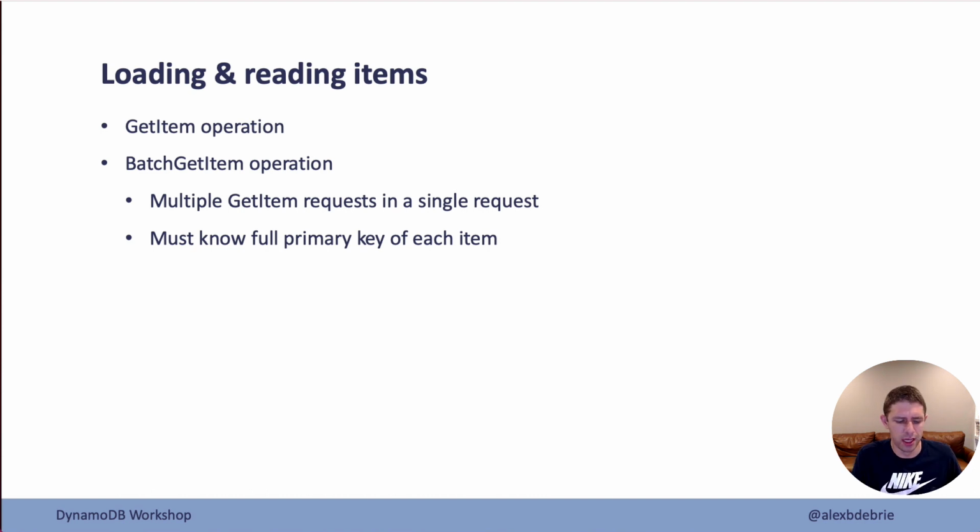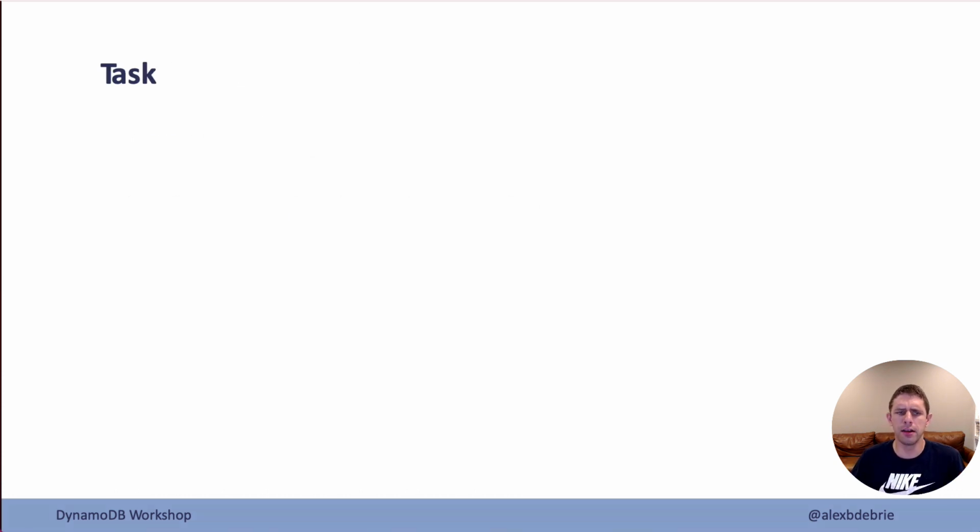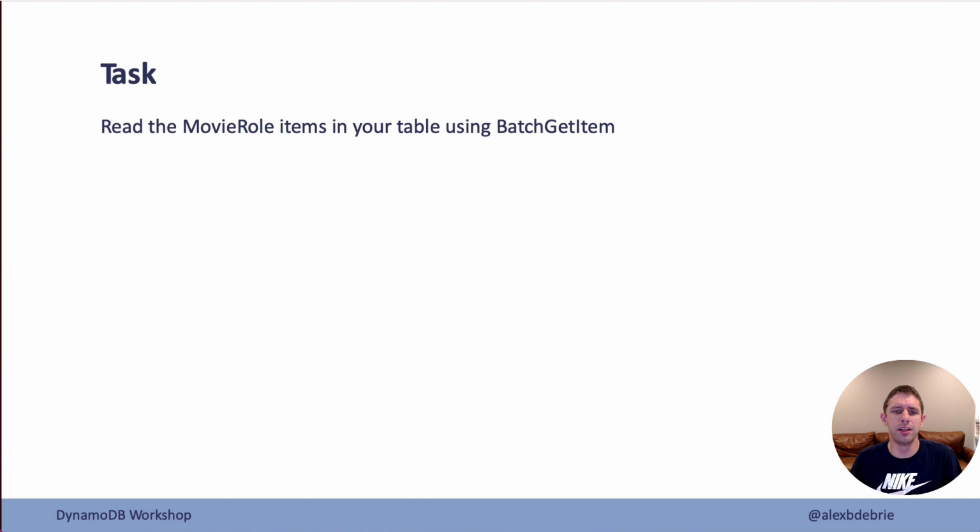In part 1, that was a simple primary key. It just had the partition key. But in this case, we need to include both elements of the primary key, both the partition key and the sort key. So make sure you include that with the BatchGetItem request. Let's move right into our task here, and the task can be pretty straightforward. We wrote those 4 items into our table. Let's read those movie role items from our table using the BatchGetItem request. So pause the video, take some time, look at the documentation, and we'll come back and see how to do it.